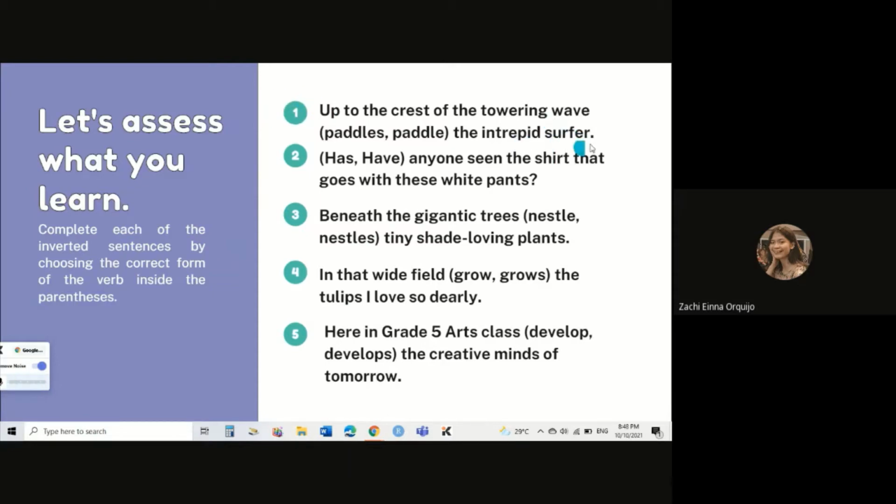So, our subject is surfer. So, as you can see, surfer. Ibig sabihin, ito ay singular. Kasi isa lang na surfer yung pinag-uusapan natin. So, dahil singular ang subject natin, we need to choose singular verb here. So, pag singular na verb, di ba, nilalagyan natin ng S sa dulo. Kapag plural naman, hindi natin siya nilalagyan.